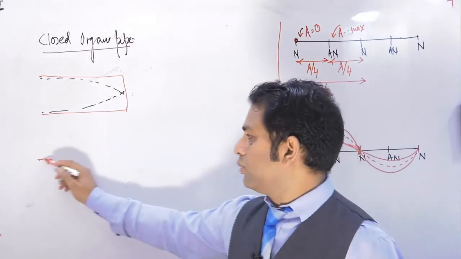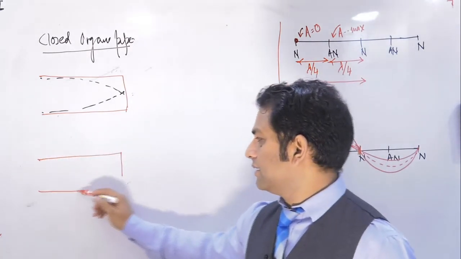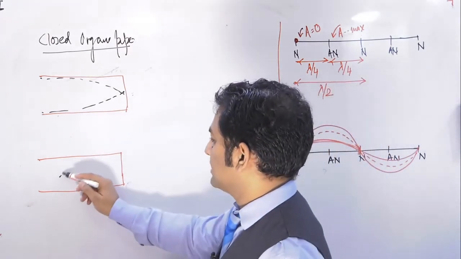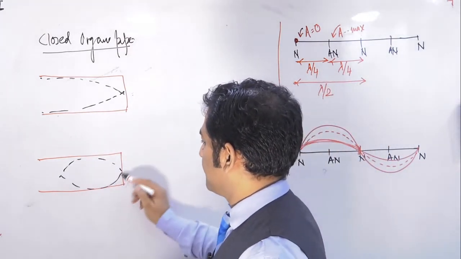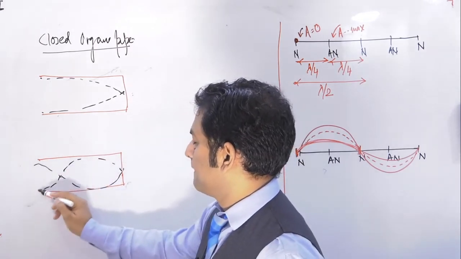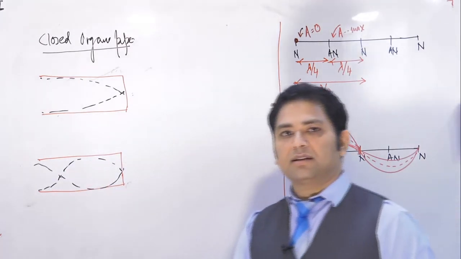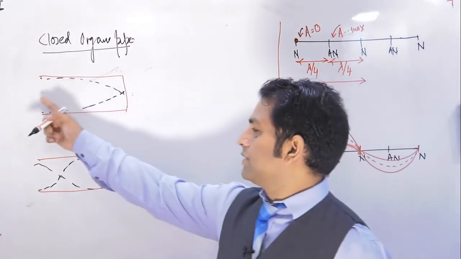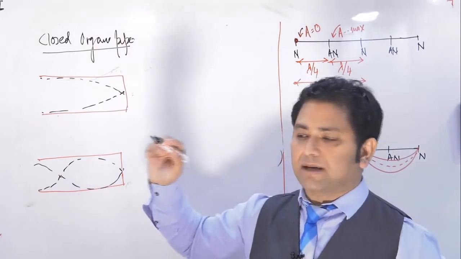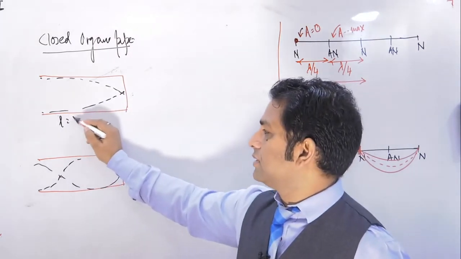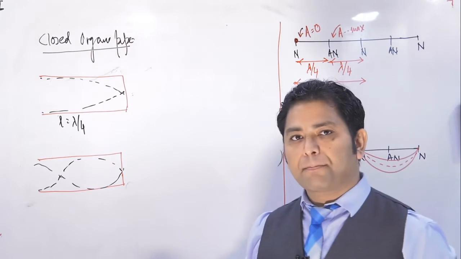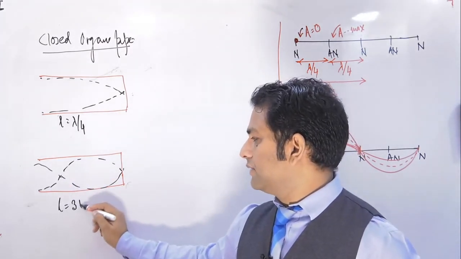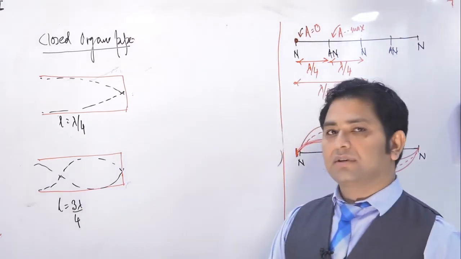Similarly, if you go one step ahead, the pattern you would get is something like this. So what is the difference that you can realize? Here, between this and this, the distance is lambda by 4. So you get L equals lambda by 4. And here lambda by 2 plus lambda by 4, the value of L will be 3 lambda by 4. This is how it goes.